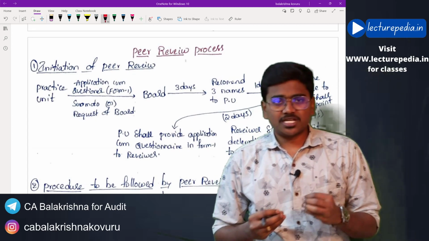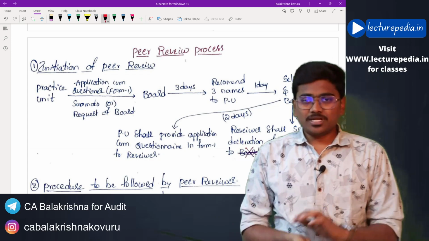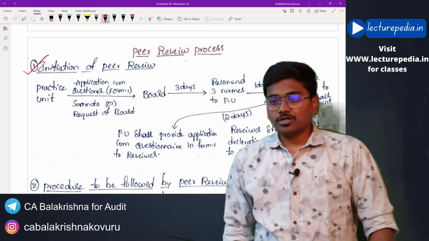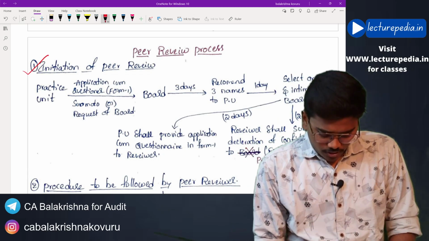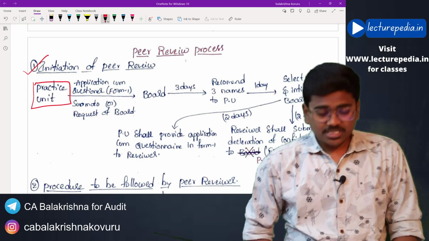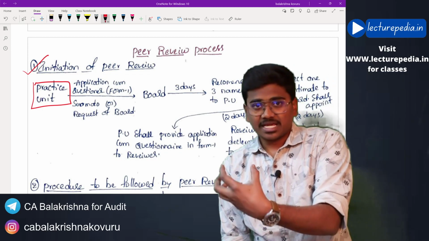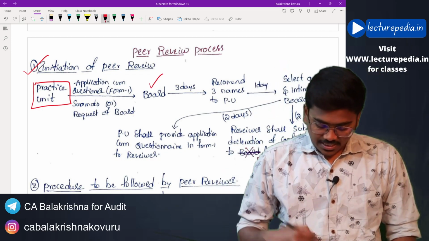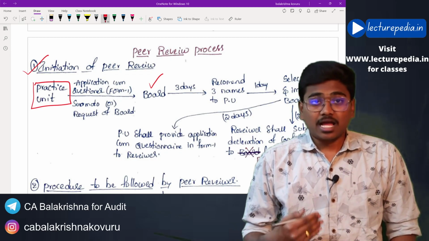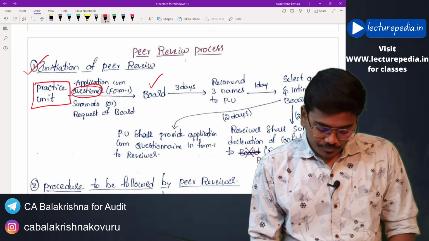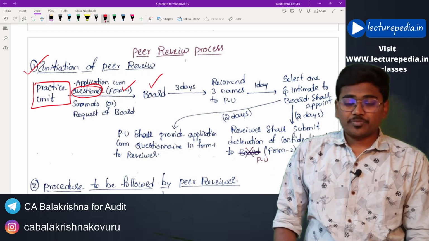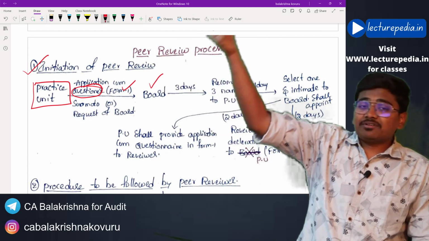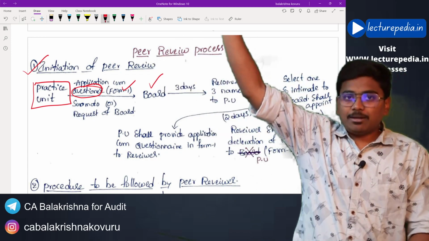Basically, in this peer review process, the timelines have been changed. Let us see. First, initiation of peer review. First of all, the practicing unit can suo motu make an application to the peer review board, and the application has to be made along with the questionnaire in form 1, or the peer review board itself can request the practicing unit to submit the application.